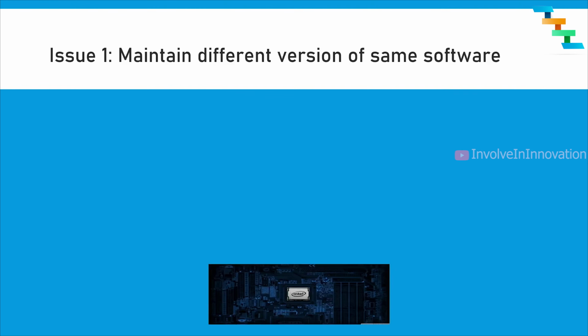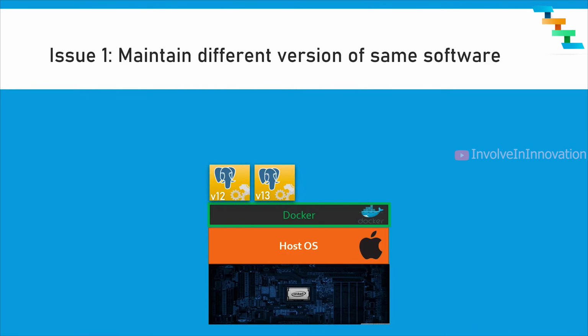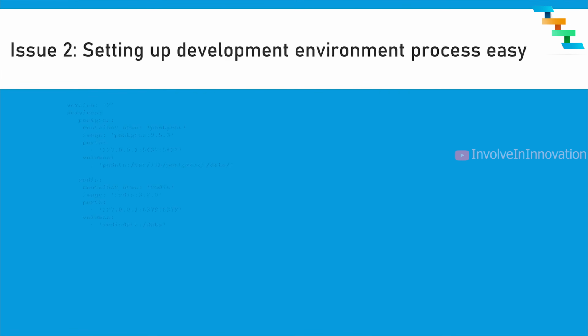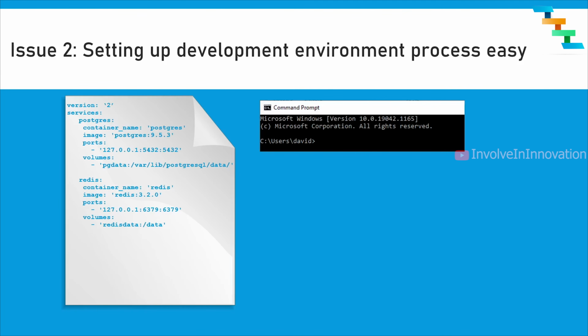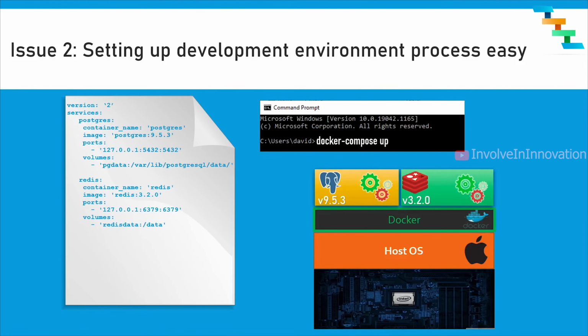We can install different containers with different versions of the same software, like Postgres 12 and Postgres 13. As I mentioned, each Docker container is an isolated environment, so each can run independent of another. Next issue, making the development environment setup process easy. We can set up the development environment with a single command using Docker Compose. The Docker Compose app will create all the necessary containers with the required software in it. We will see more about Docker Compose later in this series.